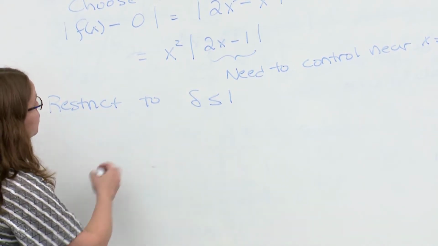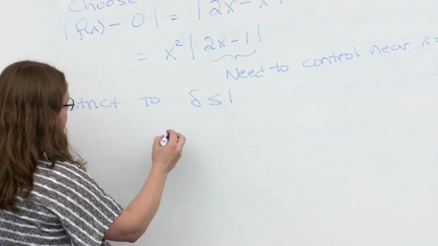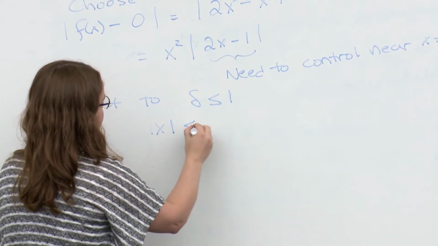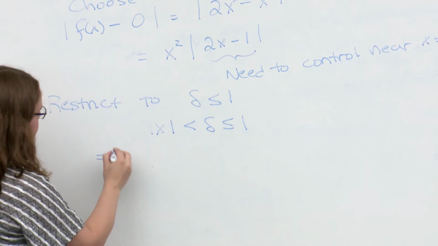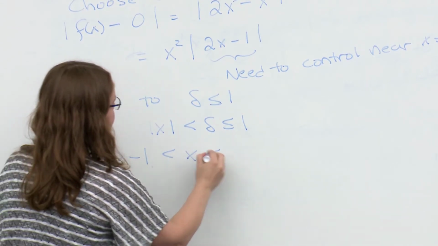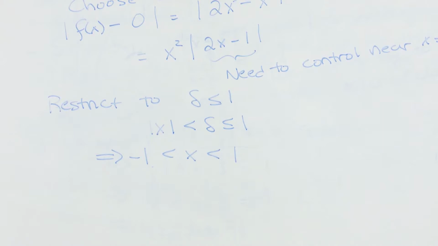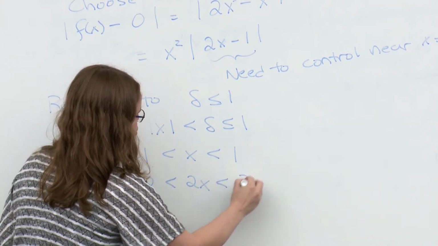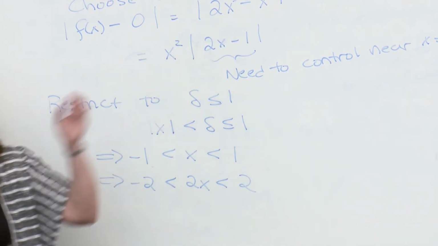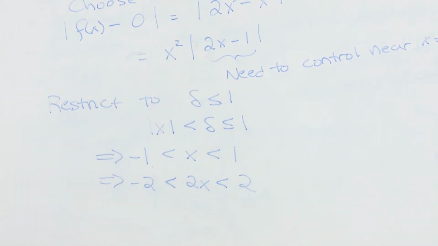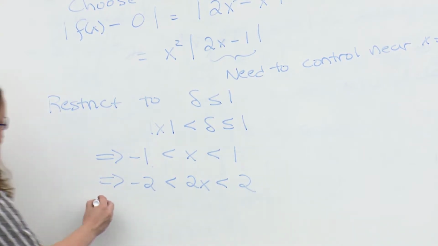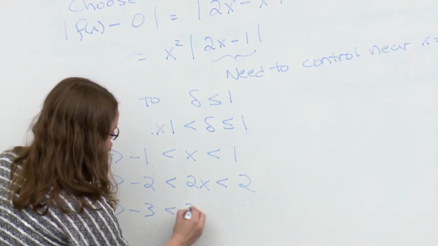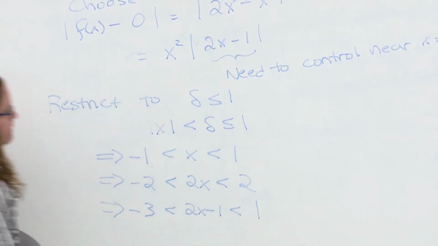Okay, so what do we know? We know that |x| is less than delta, which is less than or equal to 1. So minus 1 is less than x is less than 1. Or minus 2 is less than 2x is less than 2. I'm trying to get at 2x minus 1. So I'm going to subtract 1 all the way through here. So I'm going to get minus 3 is less than 2x minus 1 is less than 1.